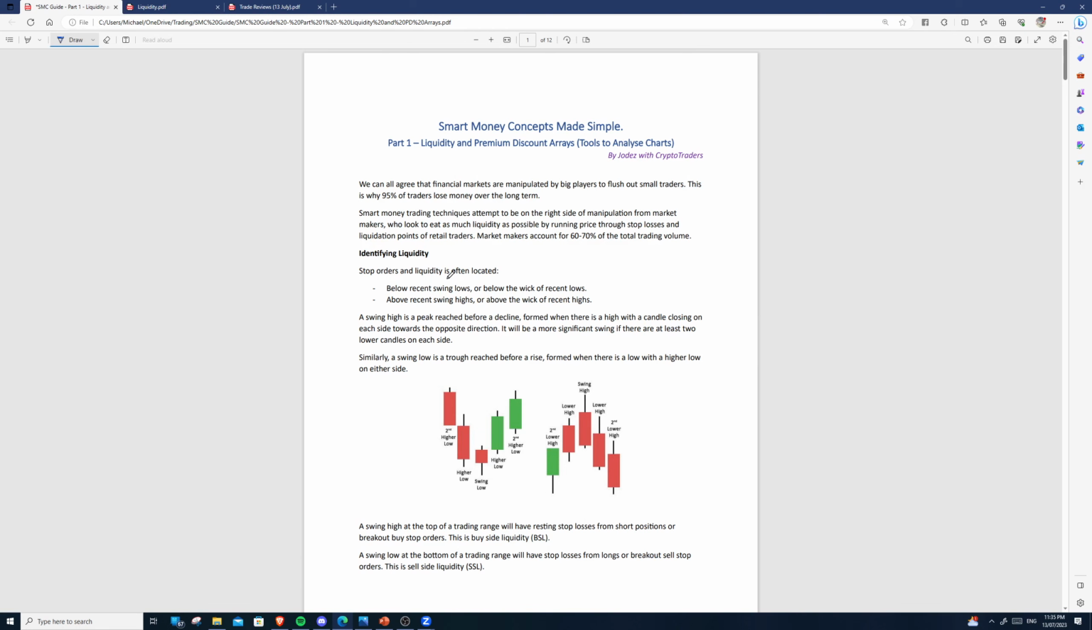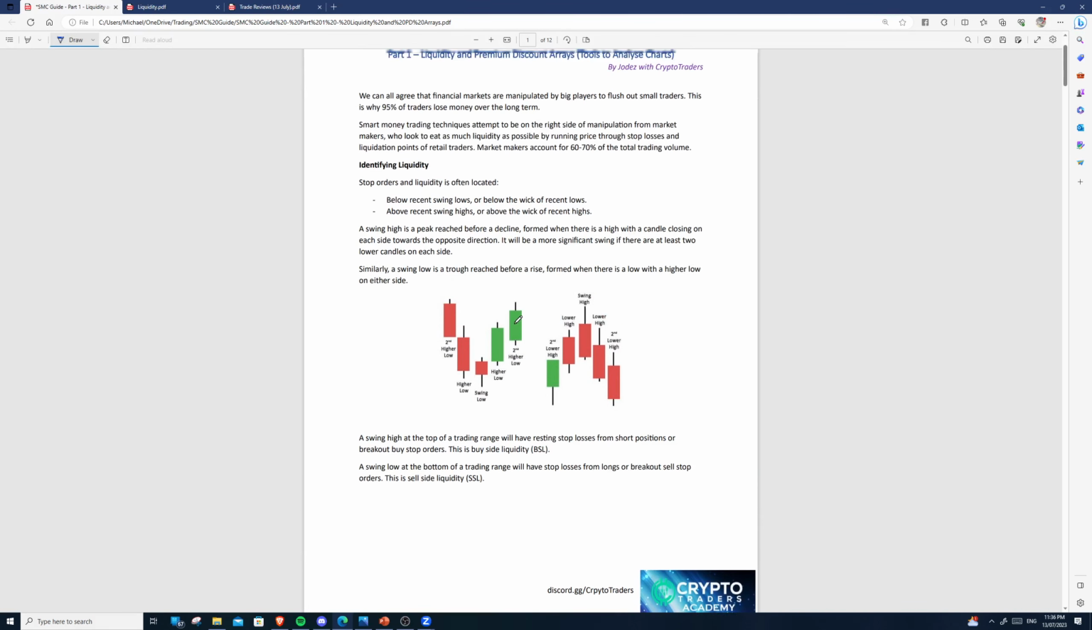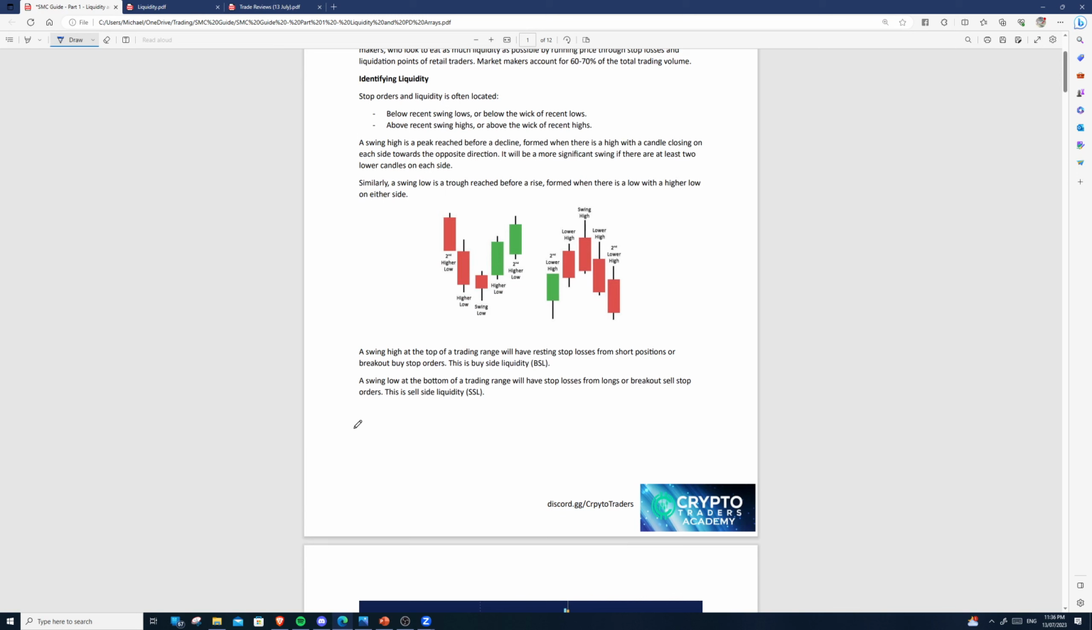So yeah, firstly, we'll just look at identifying liquidity, just sort of like being able to spot where all of these resting stop losses and liquidation points of retail traders are resting. And in doing so, we can anticipate any manipulation moves. So usually you can see that in a trending market, we have price action making multiple swings, swing lows and swing highs. So it looks something like this, right?